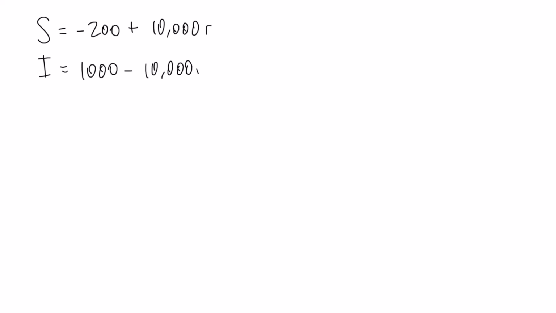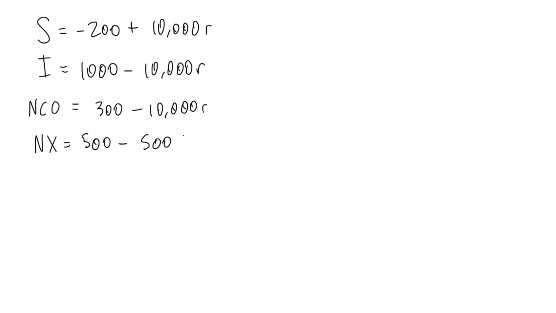You'll notice that these are the same saving and investment functions that I used for our example of a closed economy way back when we did that. What's new is a function for our net capital outflow, which will be 300 minus 10,000 R. This is all the information we'll need for the loanable funds market, but once we get down to the foreign currency exchange market, we will need the function to determine net exports, which will be 500 minus 500 E, where E is our real exchange rate.